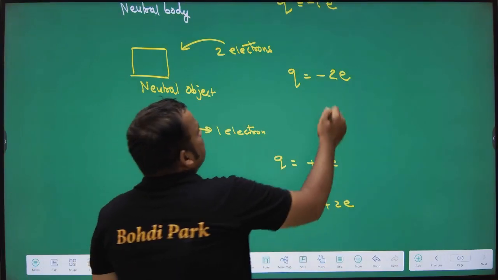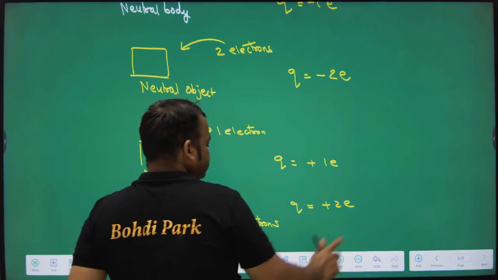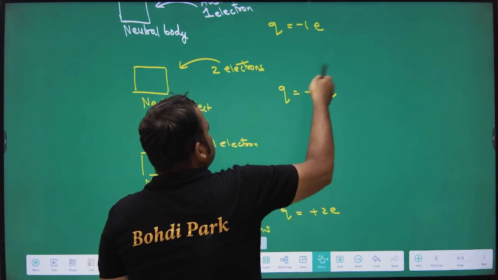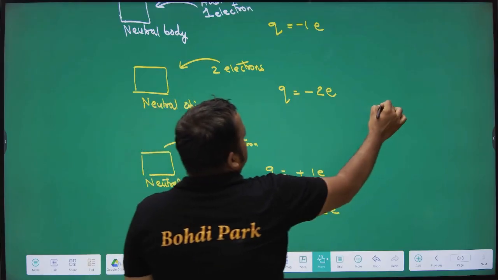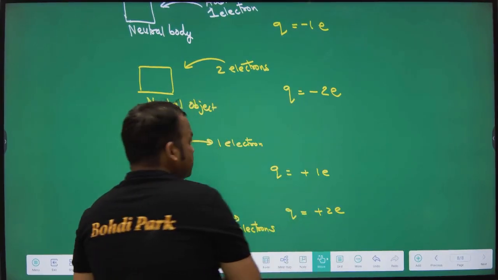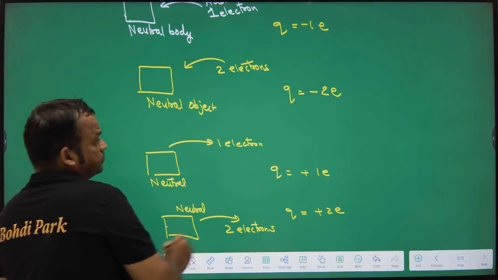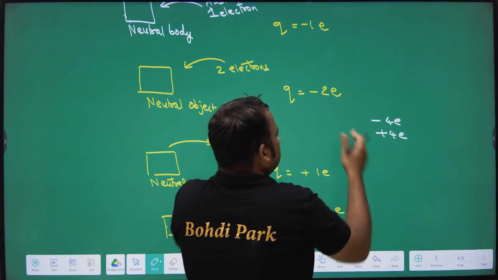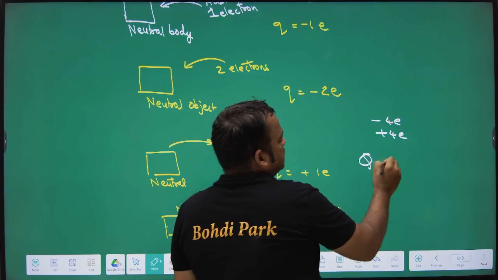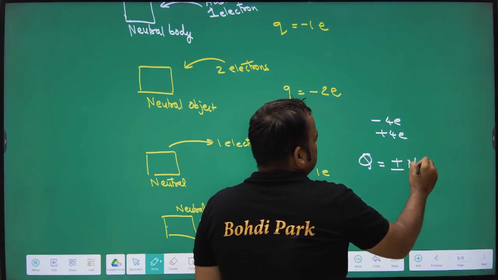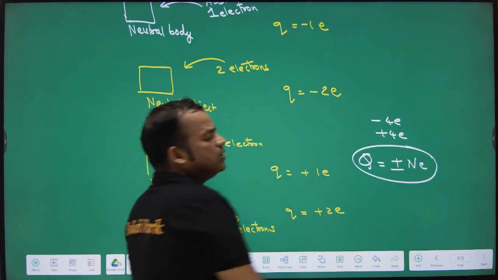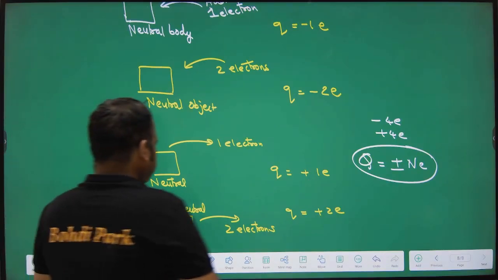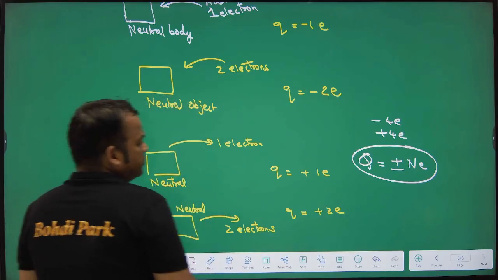So that's why we say that the charge can be minus 1e or plus 1e, minus 2e or plus 2e, minus 3e or plus 3e, or minus 4e or plus 4e. When you combine all these numbers and generalize, it becomes plus or minus Ne. So the charge on any object can be plus or minus Ne. So let's do one numerical.